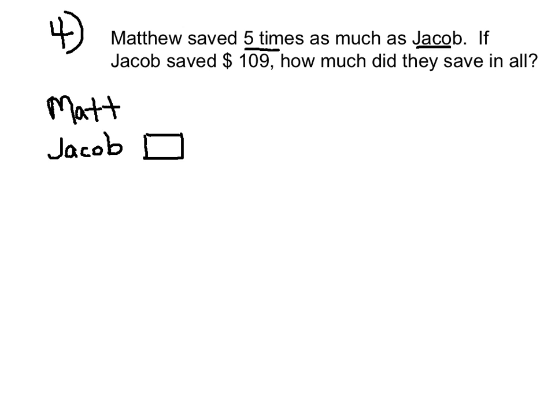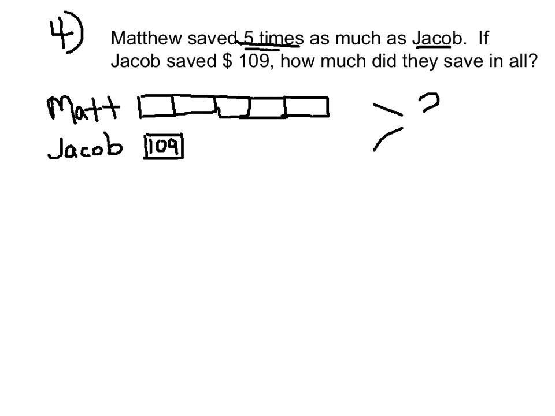All right, now I can draw each section of my word challenge. Matthew saved 5 times as much as Jacob. So I'm going to give Matthew 5 times as much as Jacob. That's 2 times, 3 times, 4 times, 5 times. Okay? If Jacob saved $109, so this actually has $109. How much did they save in all? So I want to know how much both boys saved.